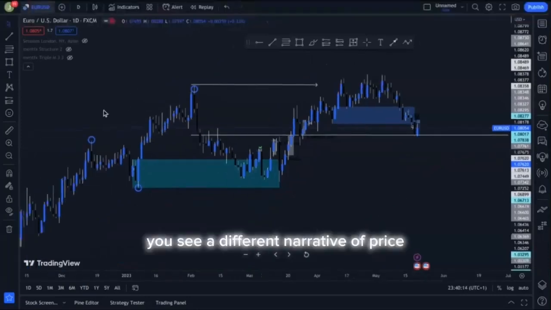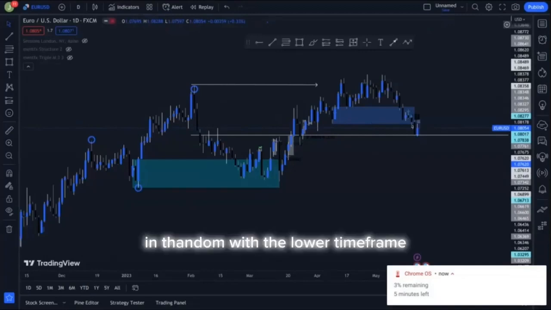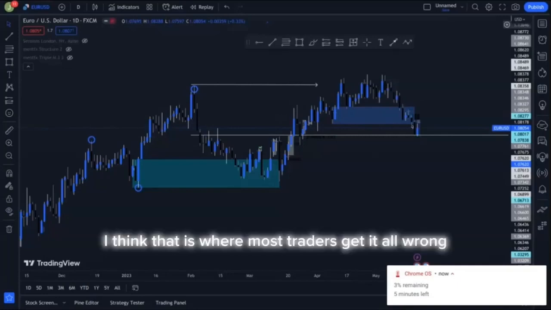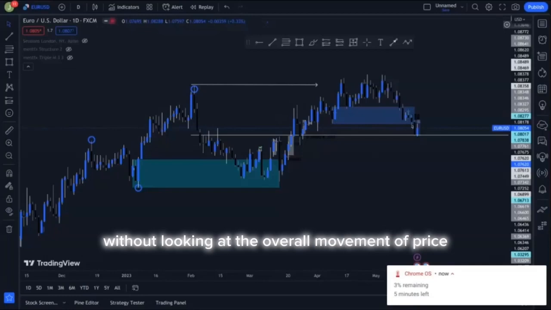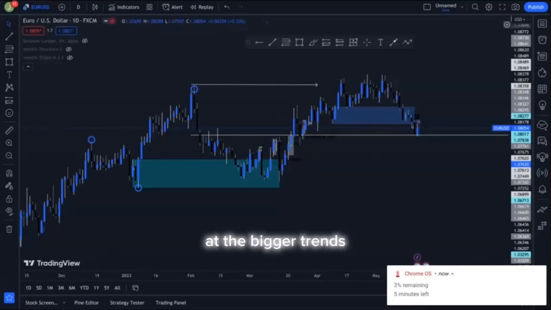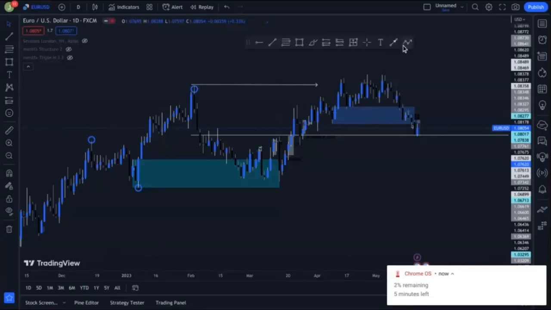On a daily time frame, we see a different narrative of price. That's why you have to always consider it. You have to move with the higher time frames in tandem with the lower time frame, not lower time frame to higher time frame, but higher time frames to lower time frames. I think that's where most traders get it all wrong. They focus on the 1 minute without looking at the overall movement of price, at the bigger trends, and they get caught on the wrong side of the market over and over and over again.